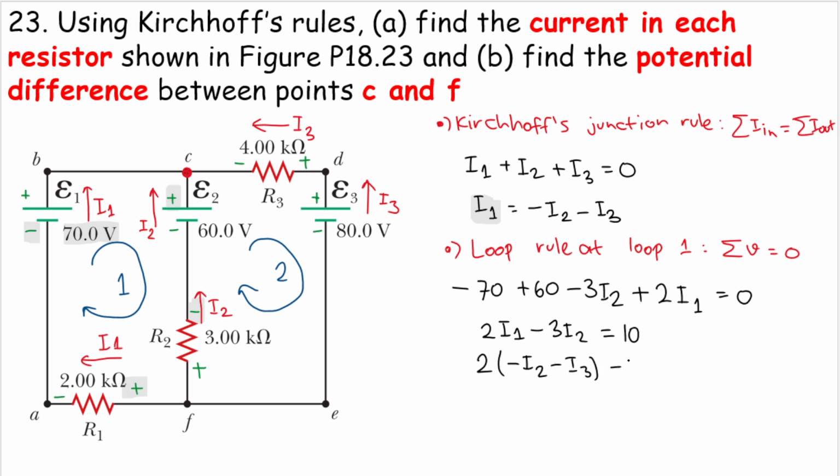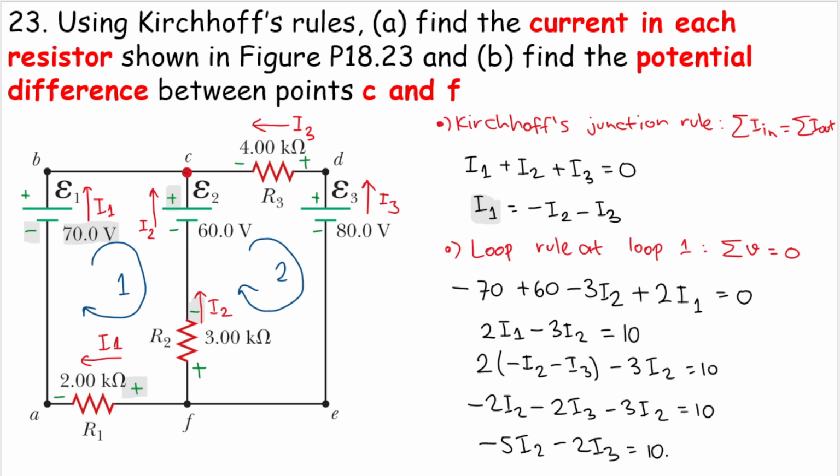Okay, and then minus 3I2. That will equal to 10. And then we'll have minus 2I2 minus 2I3, and then minus 3I2. And that will equal to 10. And now we will have minus 5I2 minus 2I3. And that will equal to 10.